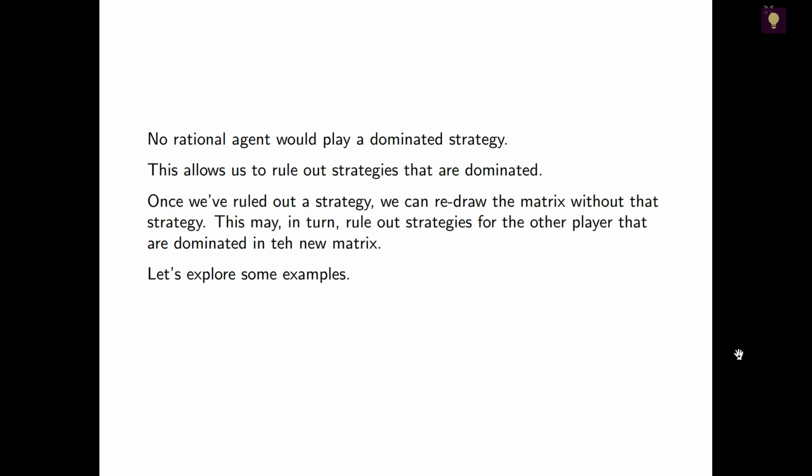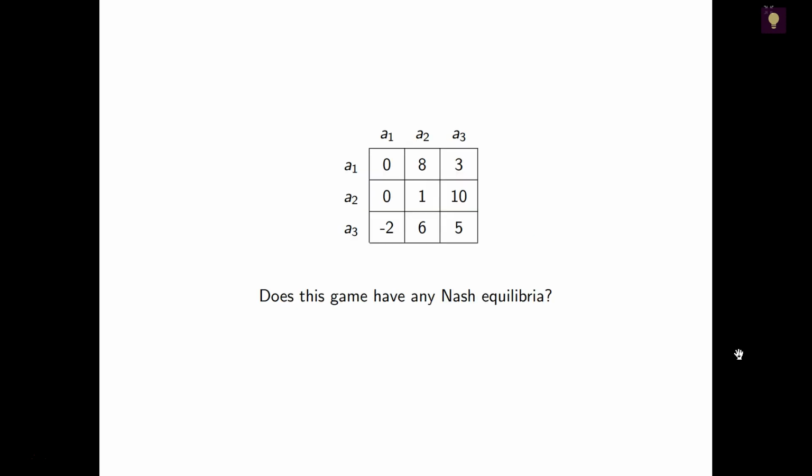No rational agent, we assume, would play a dominated strategy. So this allows us to rule out strategies that are dominated. Once we've ruled out a strategy, we can redraw the matrix without that strategy included. This may in turn rule out strategies for the other player that are dominated in the new matrix. So let's look at some examples of this.